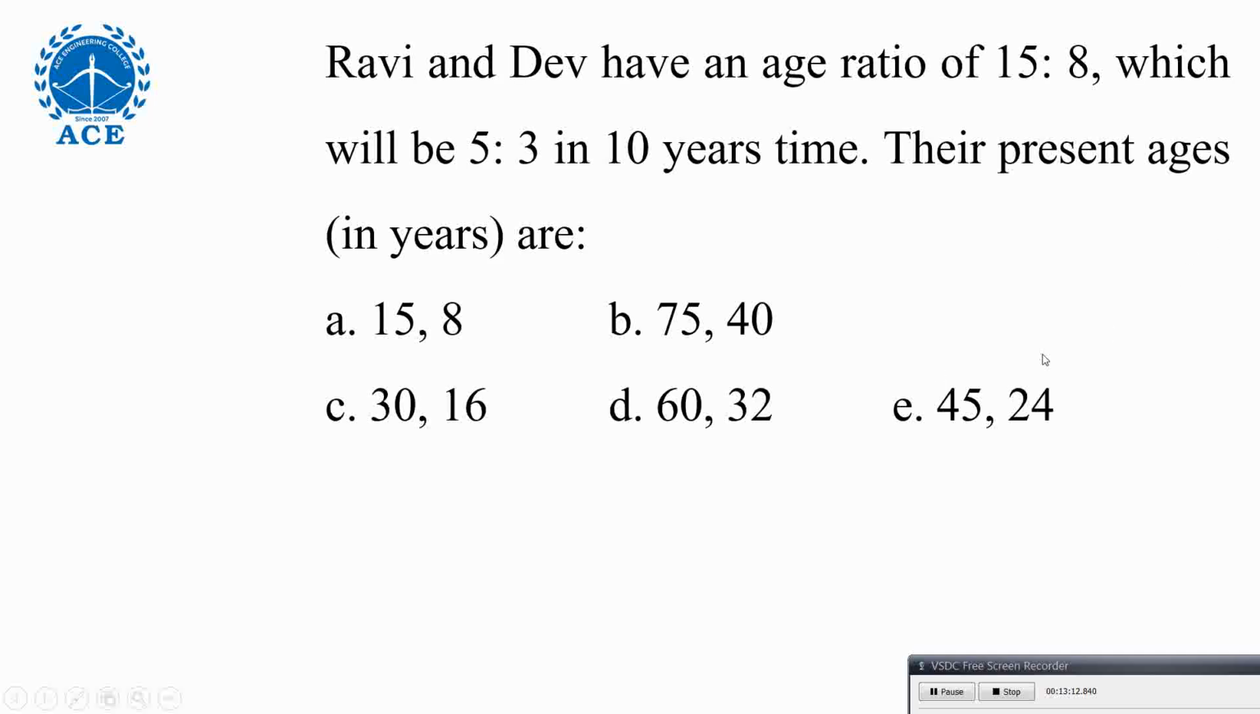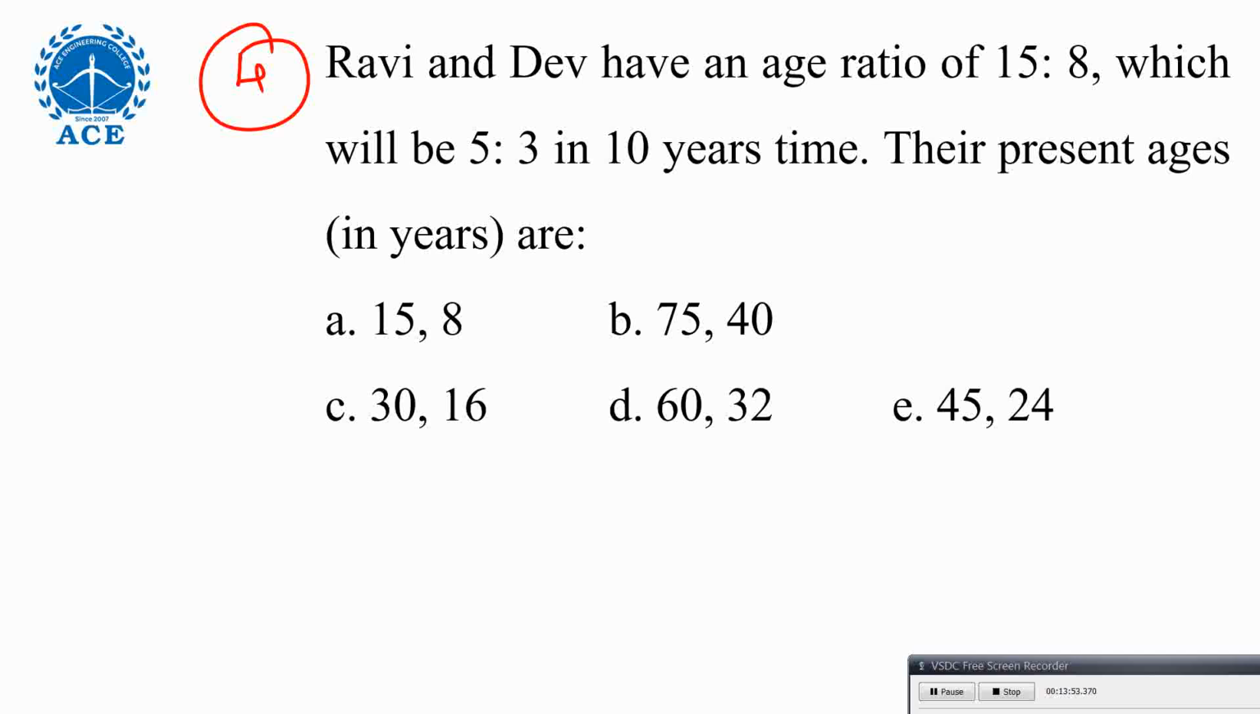Right. Now see this next question, again related to ages. The ages of Ravi and Dev are in the ratio 15:8, which will be 5:3 after 10 years. Now you need to help me. Well, you can go in a different style, like going with the equation model or modifying the ratio. Lucky thing for this question, instead of modifying the ratio, I suggest you people use the options.